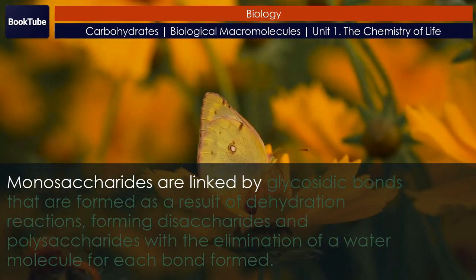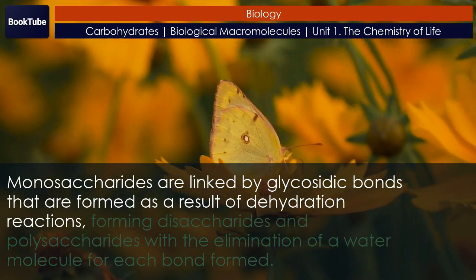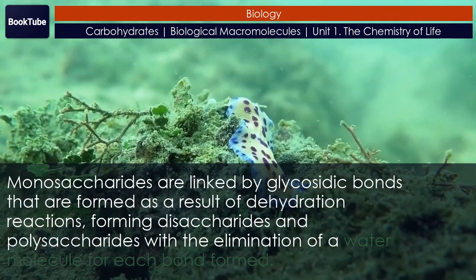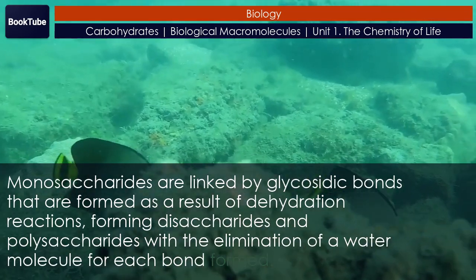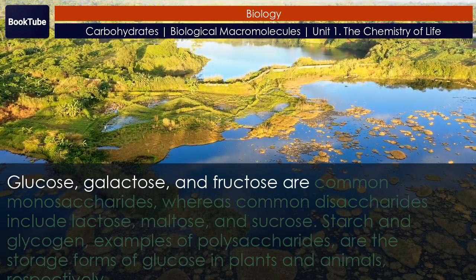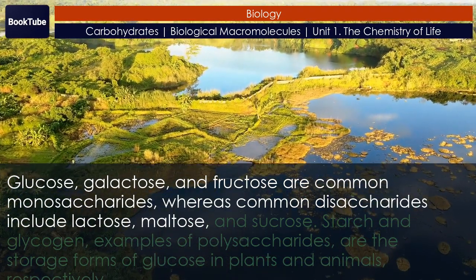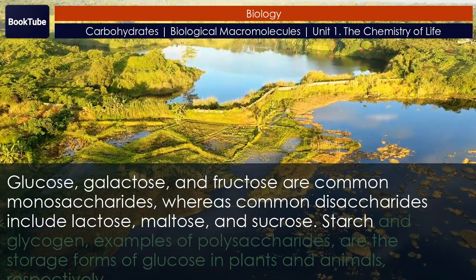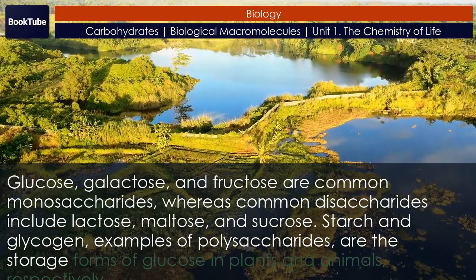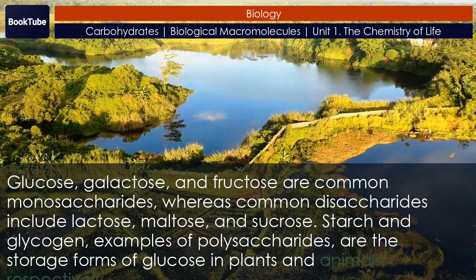Monosaccharides are linked by glycosidic bonds that are formed as a result of dehydration reactions, forming disaccharides and polysaccharides with the elimination of a water molecule for each bond formed. Glucose, galactose, and fructose are common monosaccharides, whereas common disaccharides include lactose, maltose, and sucrose. Starch and glycogen, examples of polysaccharides, are the storage forms of glucose in plants and animals, respectively.